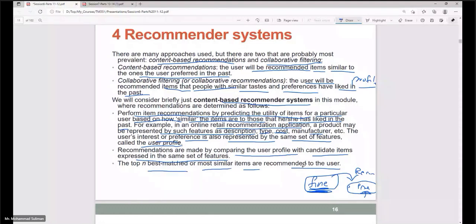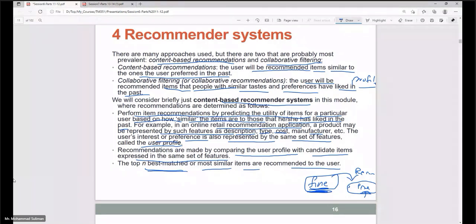One product will be selected, the product we purchased or liked previously, and our profile will be taken, and some calculations are done to see which products are more likely to be purchased by the user again. Those products, the top 10 best match or similar items, will be recommended to the user. So this is how the recommender system works. We'll take an example here.